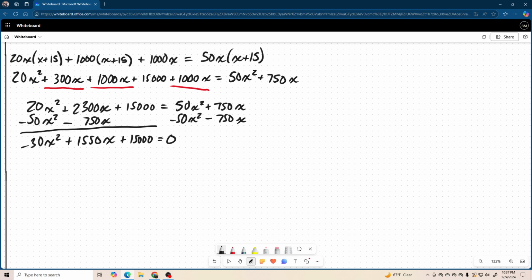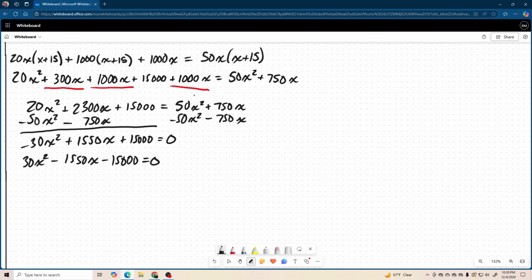All right, and now I'm going to get this x squared to not be negative, because that'll make our life a lot easier. We just basically multiply all of this by -1, right? Multiply both sides by -1. So we have 30x squared minus 1550x, and then minus 15,000. Okay, and this equals 0.